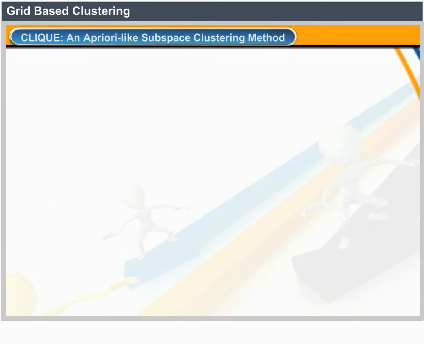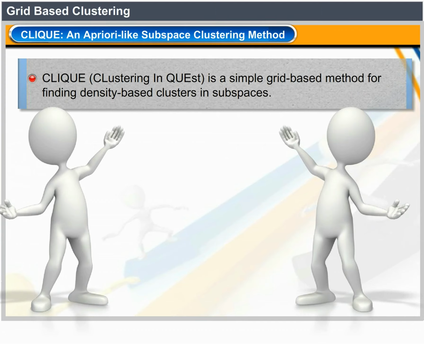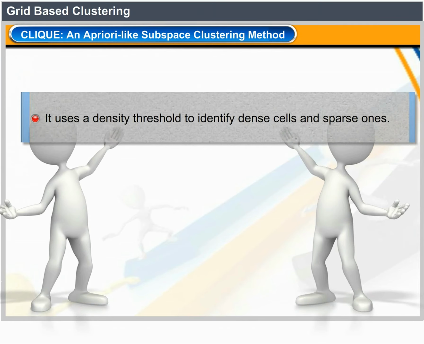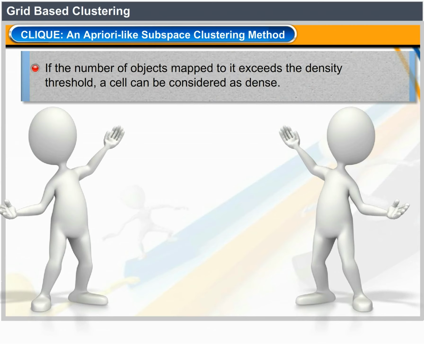CLIQUE, an Apriori-like subspace clustering method. CLIQUE, clustering in quest, is a simple grid-based method for finding density-based clusters in subspaces. CLIQUE partitions each dimension into non-overlapping intervals, thereby partitioning the entire embedding space of the data objects into cells. It uses a density threshold to identify dense cells and sparse ones. A cell is dense if the number of objects mapped to it exceeds the density threshold.